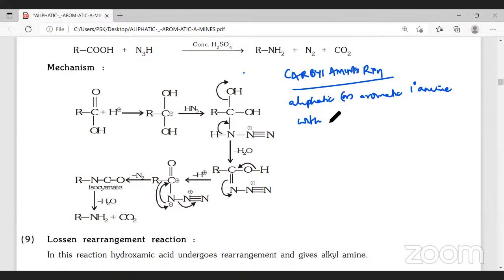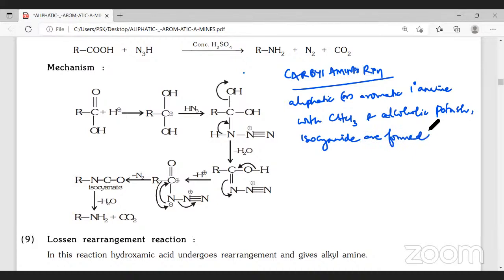with chloroform and alcoholic potash. Potassium hydroxide is called potash. This is called the carbylamine reaction. Isocyanides are formed. It is also an important reaction. Aliphatic amine or aromatic amine, primary amine, when heated with chloroform and alcoholic potash, we get isocyanides.